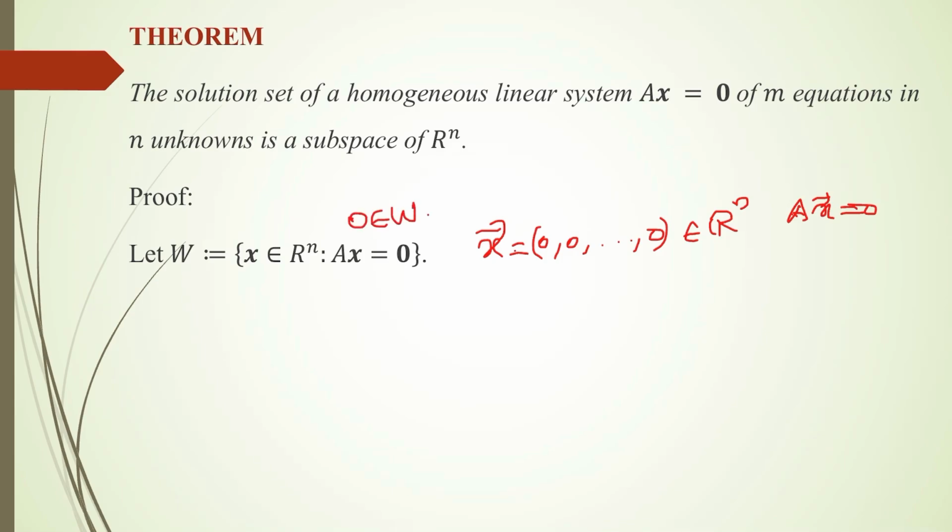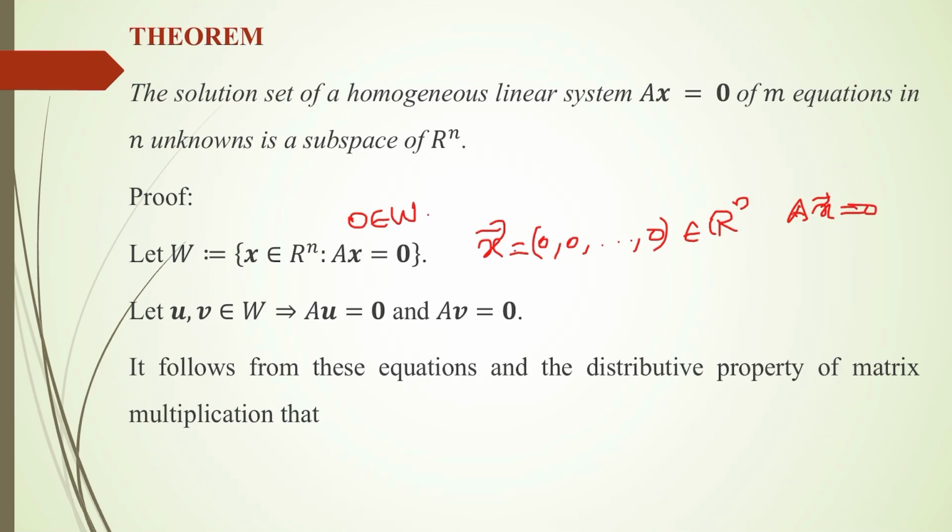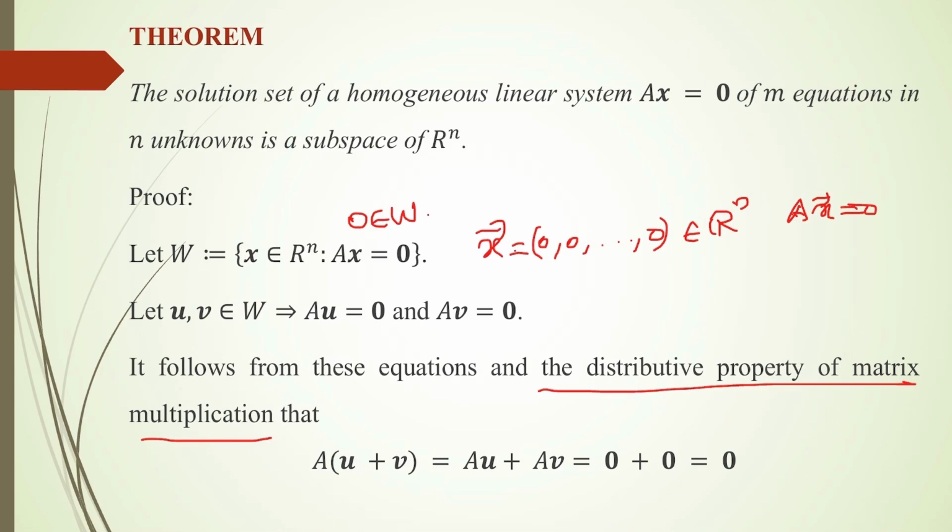So W is non-empty. Now what I have to show is that W is closed under vector addition as well as scalar multiplication. For that I am taking vectors u and v from W. Vector u in W means A u equal to 0. Vector v in W means A v is equal to 0. Now what is matrix A times (u plus v)? It will be A u plus A v, because matrix multiplication is distributive.